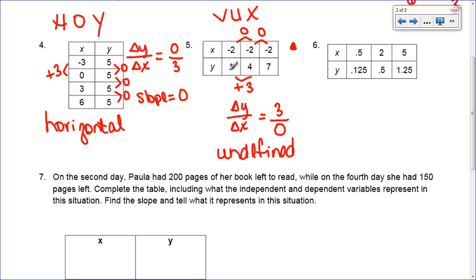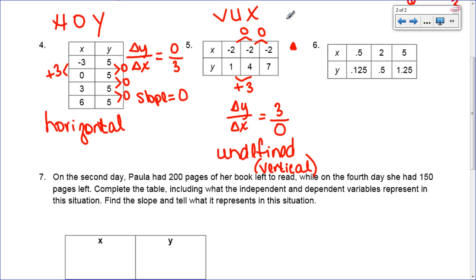Their equations are x equals. The reason they're x equals, look, all of my x values are exactly the same. This is going to be a vertical line because it has undefined slope and all my x values are the same.